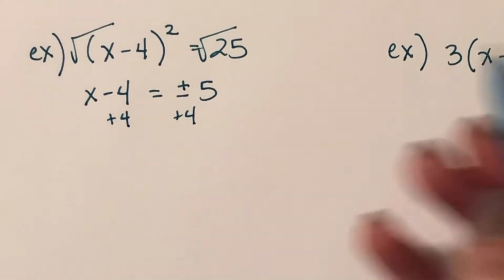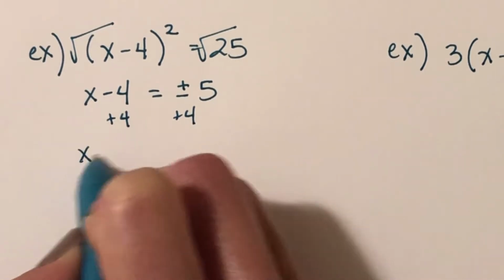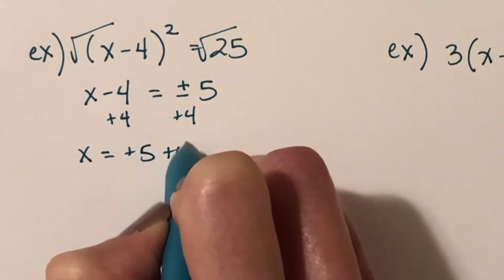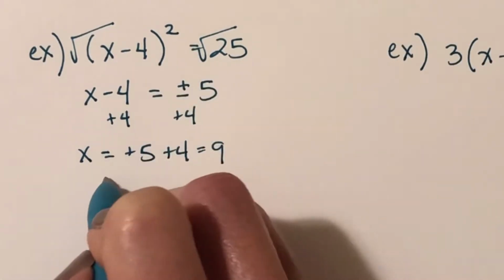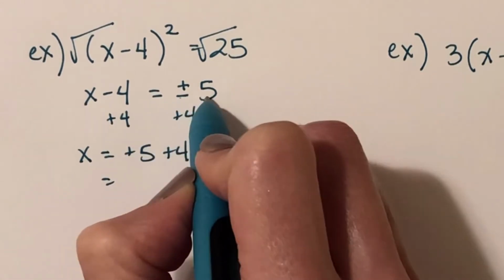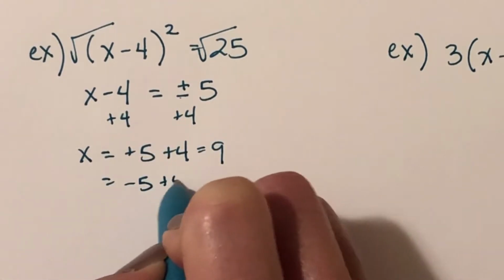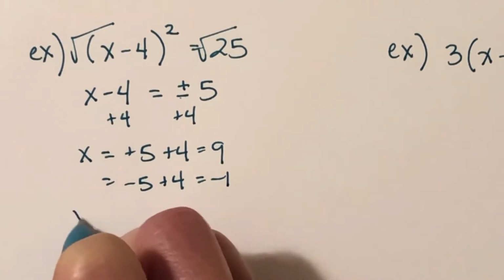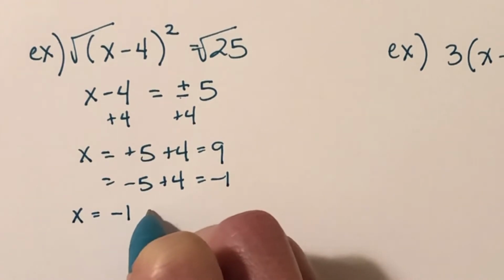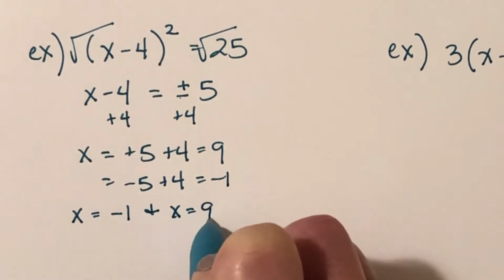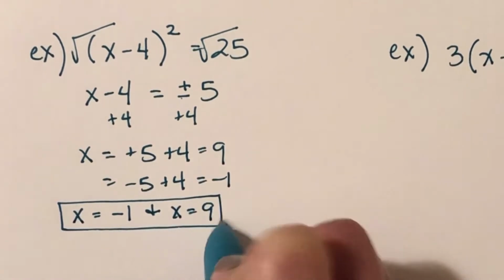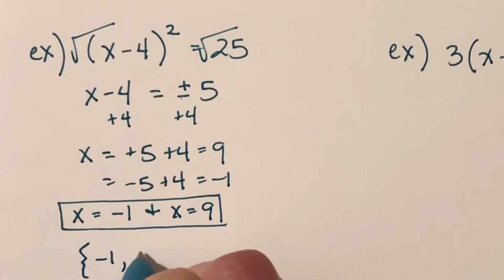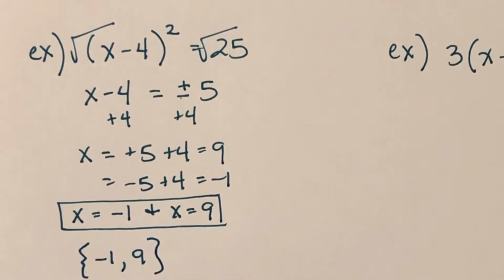And I actually have two cases here. I have x equals the positive 5 plus 4, which equals 9, and I have the negative 5 plus 4, which equals negative 1. So my two answers, I could write as x equals negative 1 and x equals 9, or I could write it using notation saying these are my solutions: my solutions are negative 1 and 9.